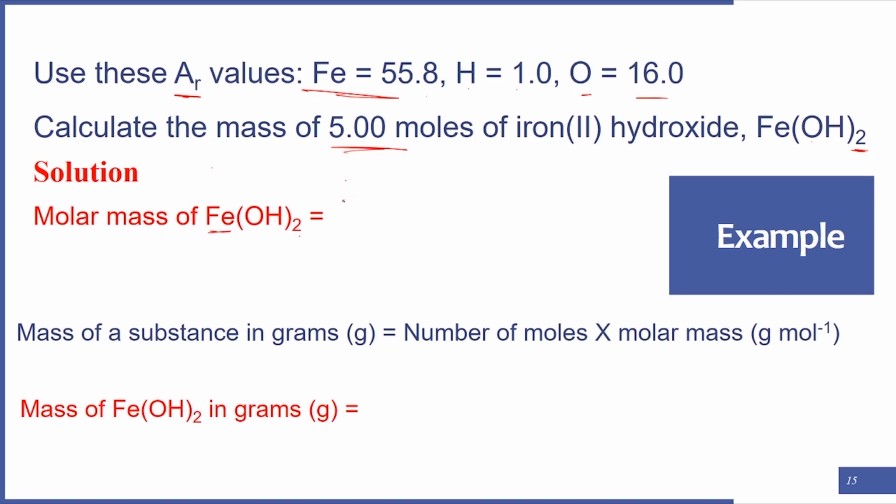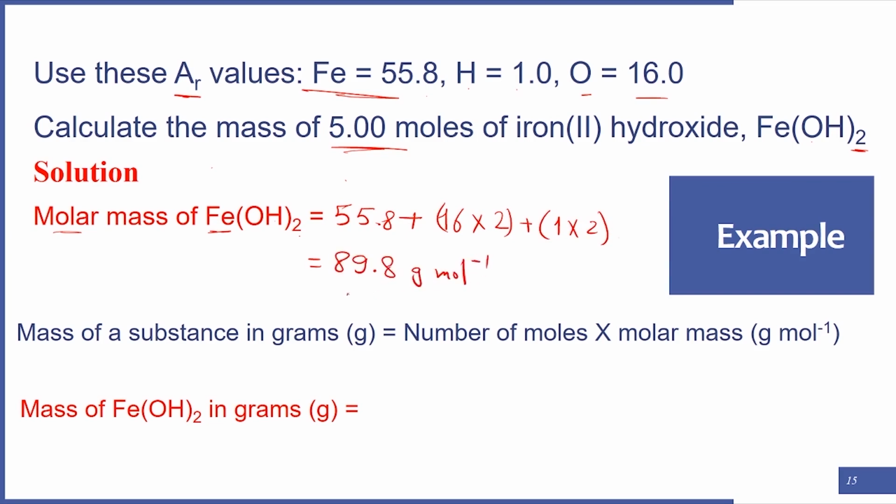First, we need to calculate the molar mass of iron(II) hydroxide, which is equal to 55.8 for iron plus 16 for oxygen multiplied by 2 because we have 2 oxygen atoms, plus 1 multiplied by 2 because we have 2 hydrogen atoms as well, equal to 89.8 grams per mole.